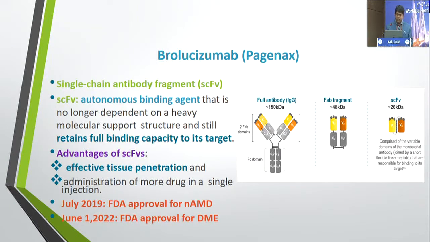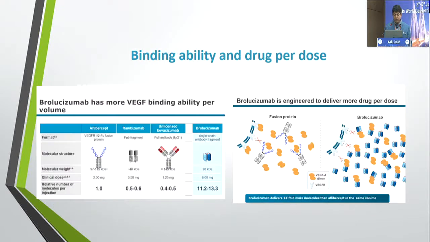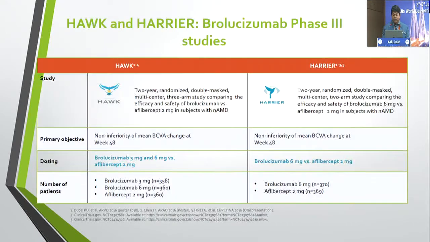Next, we have brolucizumab or Beovu. It is a single chain antibody fragment and autonomous binding agent that is no longer dependent on a heavy molecular support structure and still retains its full binding capacity. Advantages are, it has effective tissue penetration and administration of more drug in a single injection. In July 2019, it obtained FDA approval for neovascular AMD, and just 3 days ago, it got FDA approval for DME also. Brolucizumab has more VEGF binding ability per volume compared to aflibercept and other agents, and it is engineered to deliver more drug per dose.